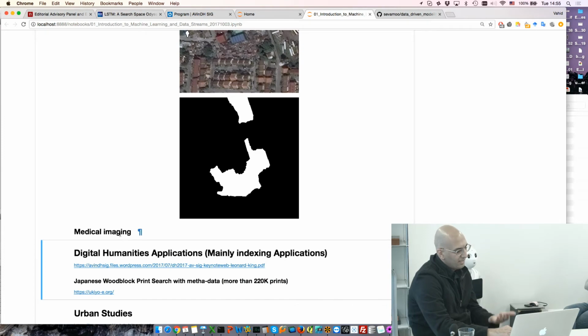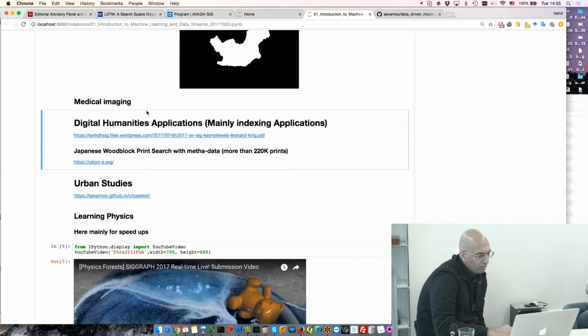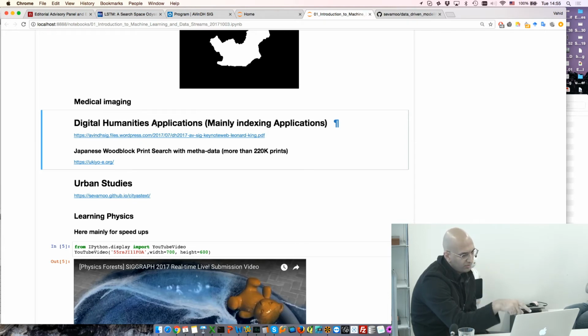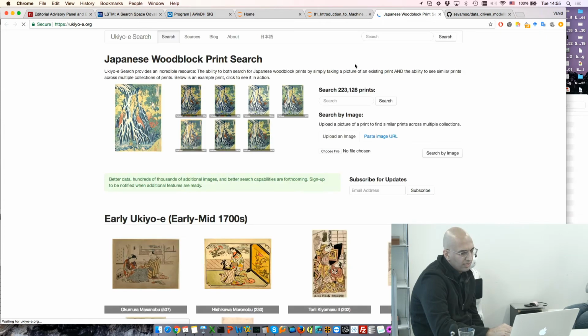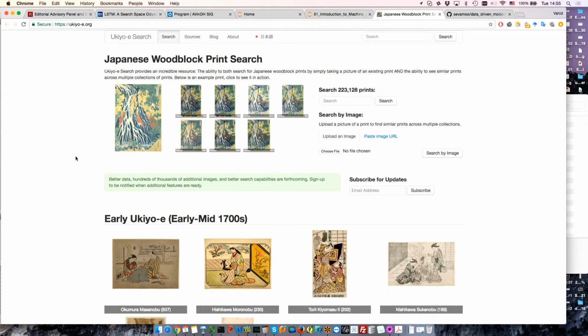And then the same thing can work for medical imaging, and this is the case. Or a lot of interesting applications in digital humanities. I won't go into these applications because it would take long, but I will upload these files and then you can look at them. For example, here you have more than 200,000 woodblock prints by Japanese artists.